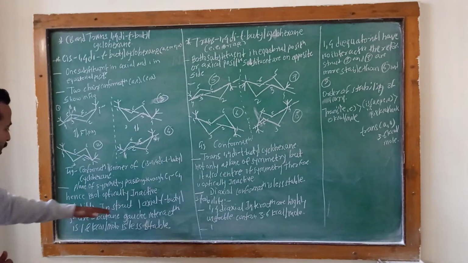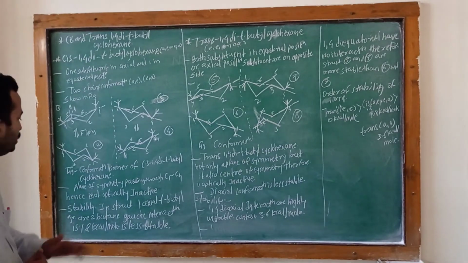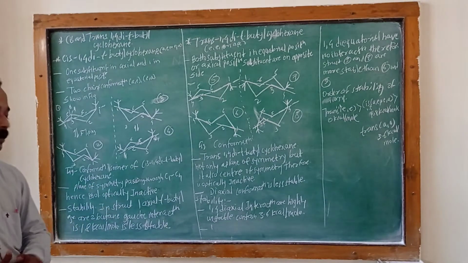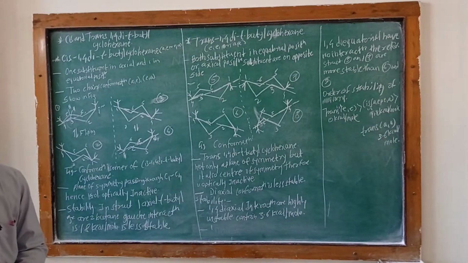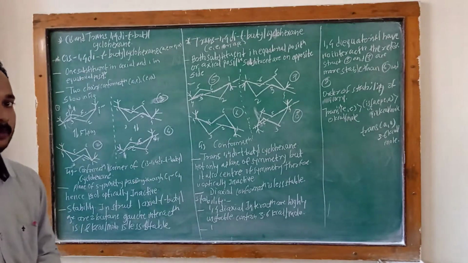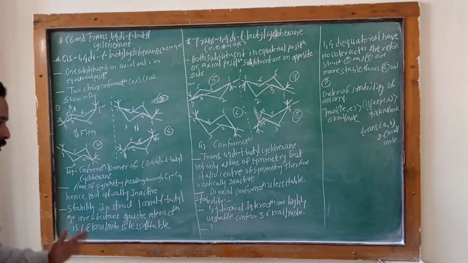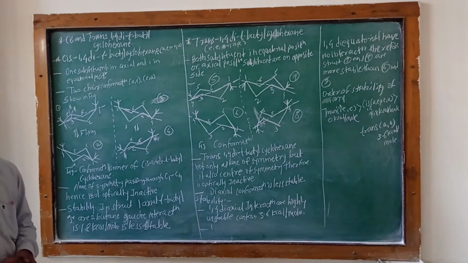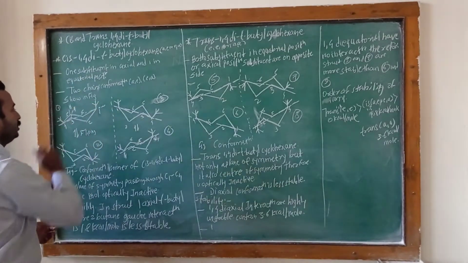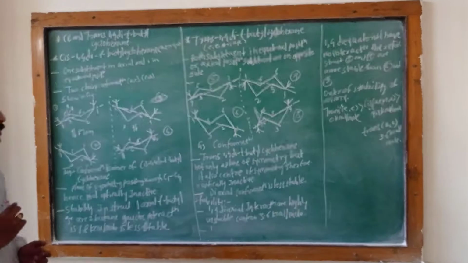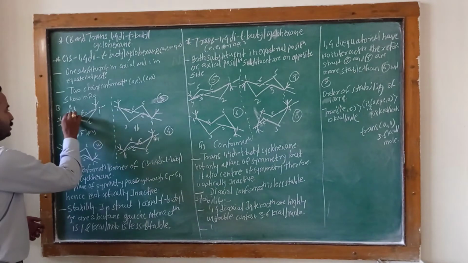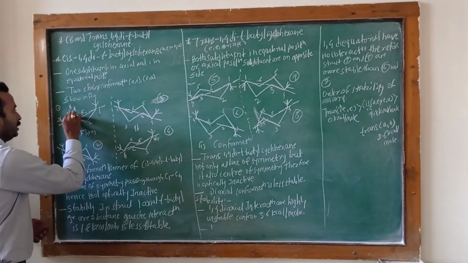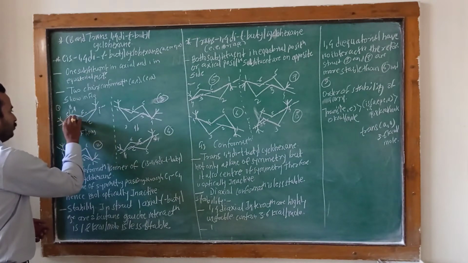The plane of symmetry passes through C1 and C4, therefore this compound is optically inactive. Then the stability of the structure. There is one axial tertiary butyl group, and it has two butane gauche interactions.